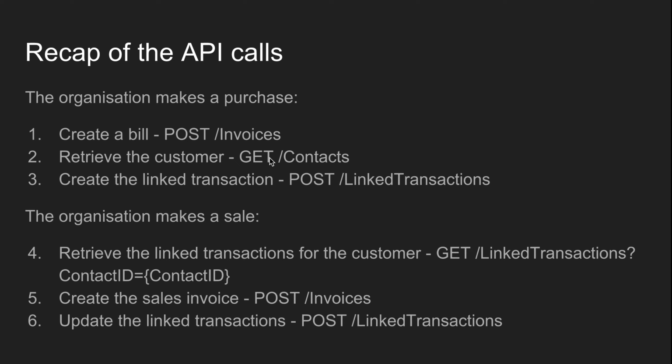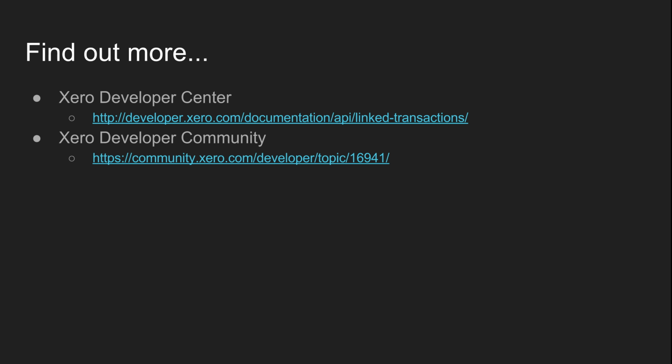When you're doing the sales side of things, before you create an invoice for a particular customer, you're going to need to retrieve any link transactions that might exist for that customer. So you can do a get link transactions using the filter of contact ID, and you can add the filter of status on that as well. You then create the sales invoice for that customer, and finally you update the link transaction just to close out that billable expense. So yeah, as I said, that's the happy path for a billable expense.